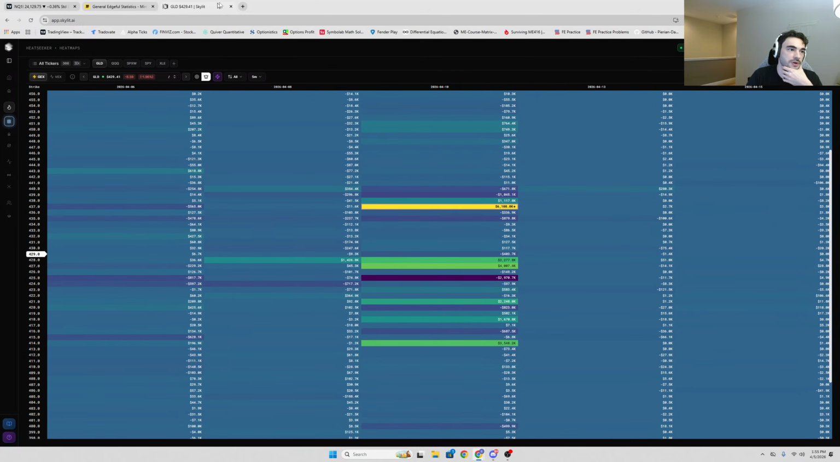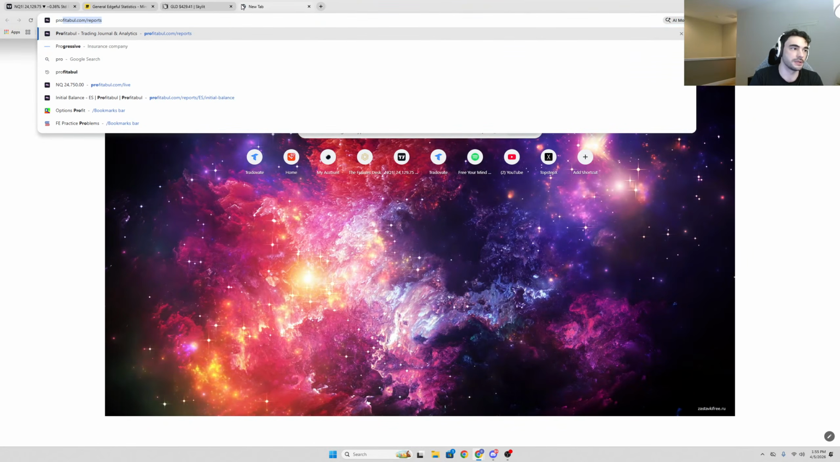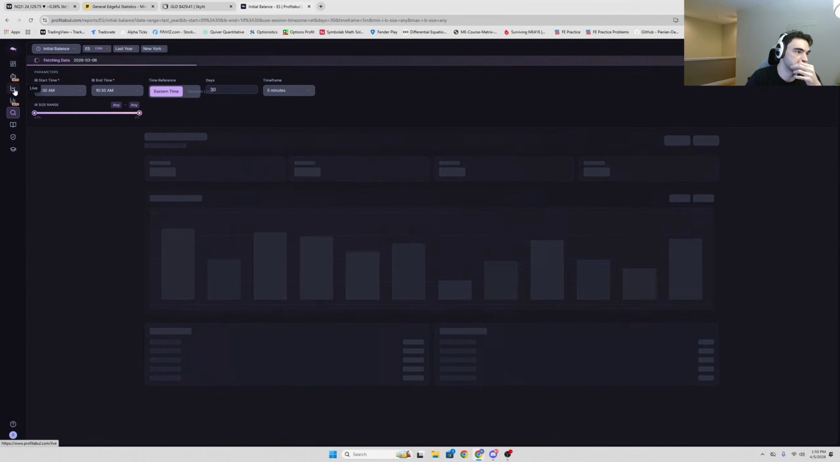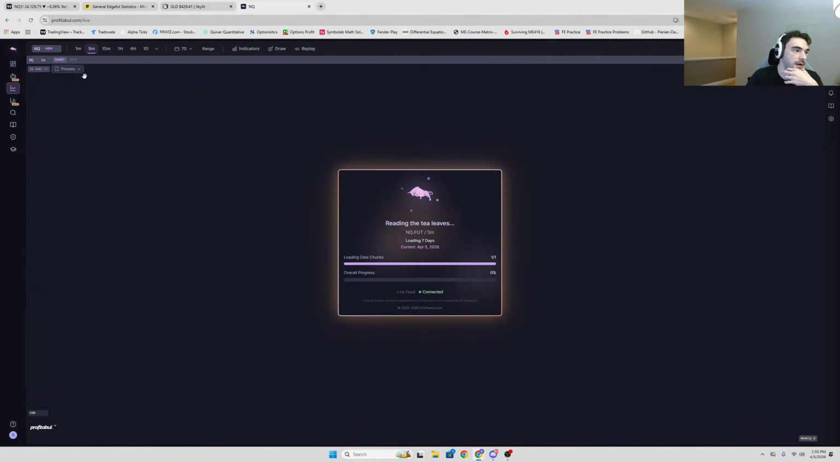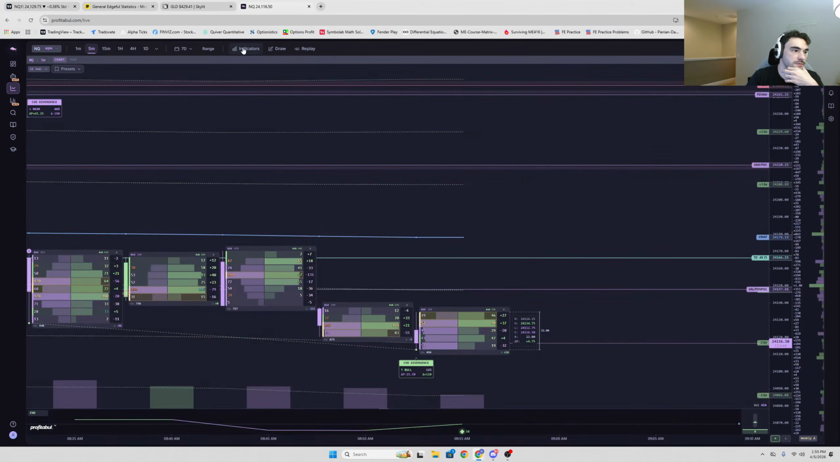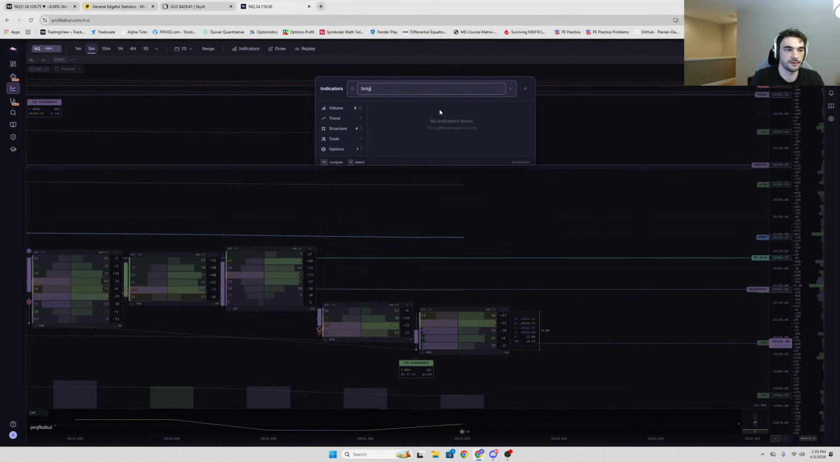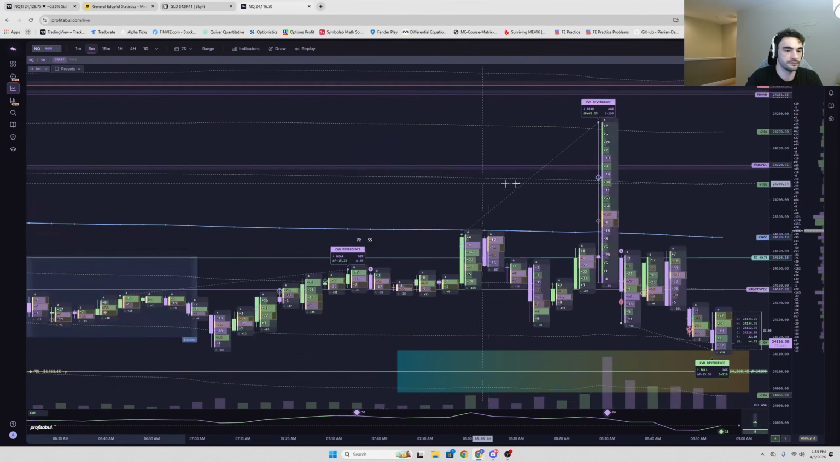How do you get the dots on Profitable? That's just the big trades indicator. So if you go to the live, and then you go to indicators, it's just going to be big trades. If you look up big trades, it will just show large volume trades on your candlesticks.